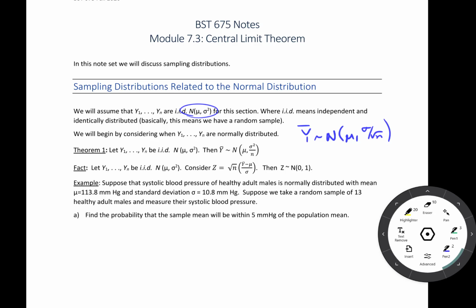And then we have a fact that comes from this. It says let y1 through yn again be IID normal mu sigma squared, and then if we consider z, which is equal to this value here, z is then distributed normal 0, 1. So all we're doing here is we're actually standardizing y bar. We are subtracting off the mean and we are dividing by the standard deviation, because notice if we have y bar minus mu divided by its standard deviation, which is sigma divided by the square root of n, that is the same thing as pulling the square root of n out to the front. Alright.